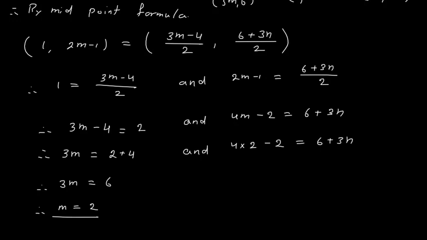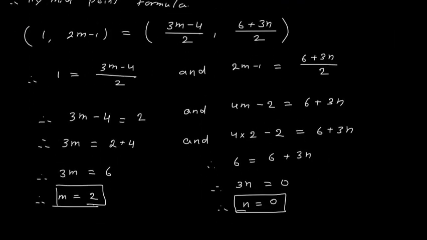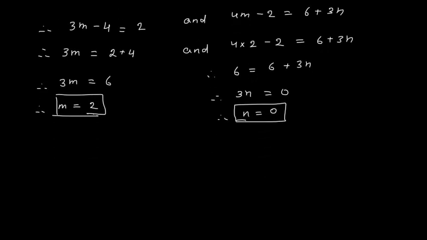So therefore 4 times 2 is 8, 8 minus 2 is 6, is equal to 6 plus 3n, and therefore you will say that 3n is equal to 0, and therefore n is equal to 0. Okay, m is 2 and n is 0. So we have to find the value of mn. So therefore this is the answer. m is 2 and n is 0.